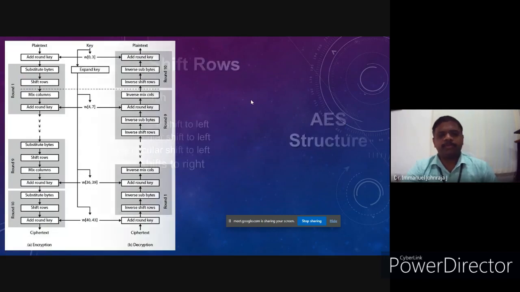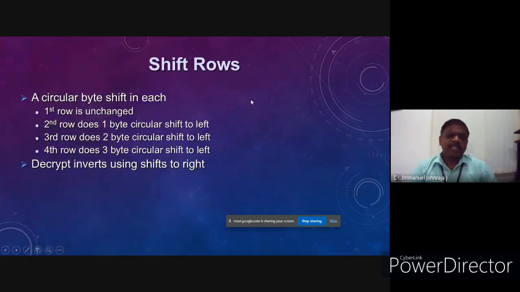You have Shift Rows. What happens in the case of Shift Rows? The values of the rows are shifted, a circular byte shift. So you have the state, and in every row of the state you get a circular shift. The first row is kept unchanged. The state contains 4 rows, and the first row is unchanged.